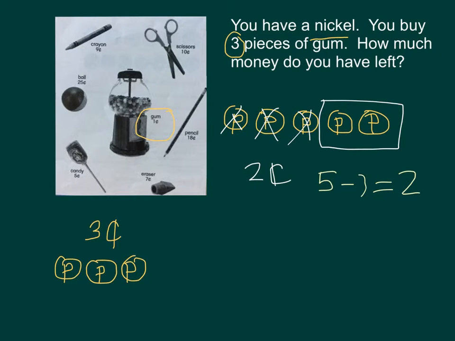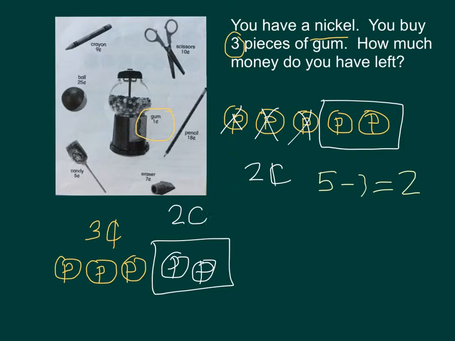Another strategy would be to count on. I know that 3 pieces of gum will come to 3 cents, and I know I have a total of 5 cents, or 1 nickel. So I could count on. I could go 3, 4, 5. I drew 2 more pennies, which means I have 2 more cents left over. I could write that as a number model, saying 3 plus 2 equals 5.